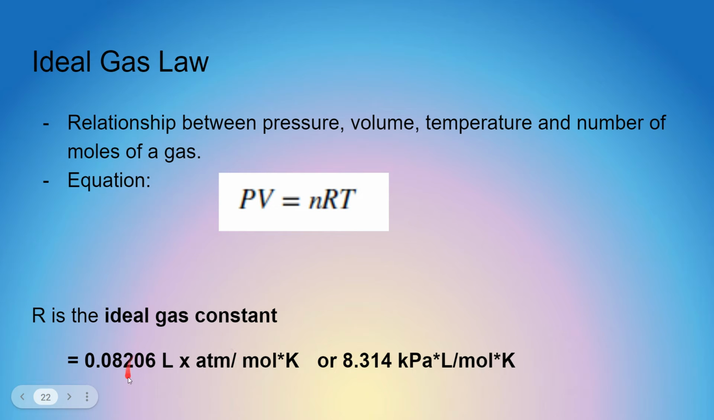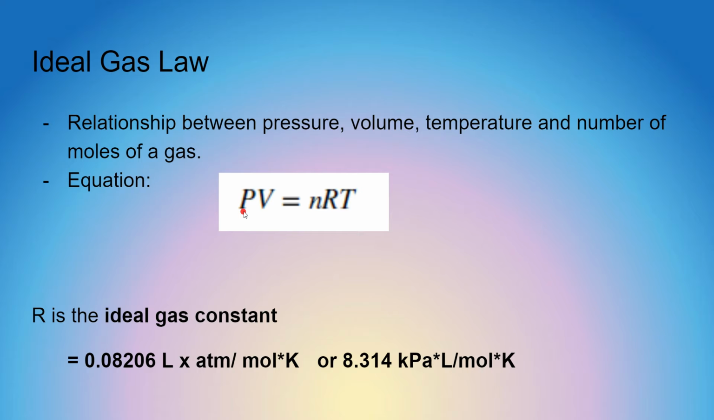We have two different things that we can use for R. We can use 0.08206, and we use that when our pressure is in atm. So when pressure is in atm, we're going to use this 0.082, truthfully 0.0821. Now, if for some reason our pressure is in kPa, we're going to use this other factor for R. So the number that we're going to use for R in our equation is going to depend on what unit our pressure is in.